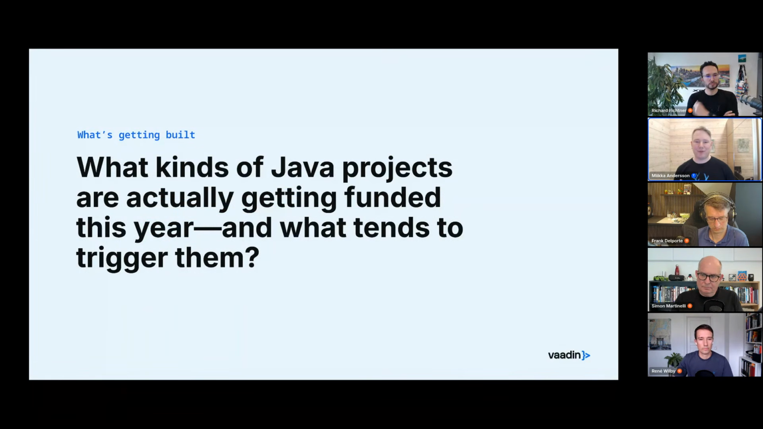What kind of Java projects are you seeing today? You've been going to conferences, you are meeting with customers, you're definitely hearing a lot in the field. So let's start with Frank. How do you see what kind of projects are starting nowadays? I think if I say AI, most of you will agree.